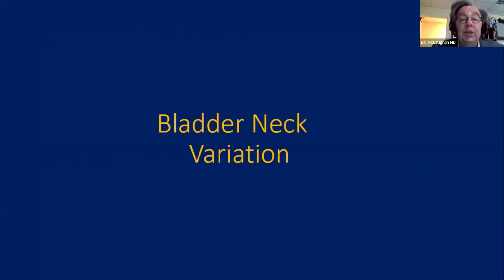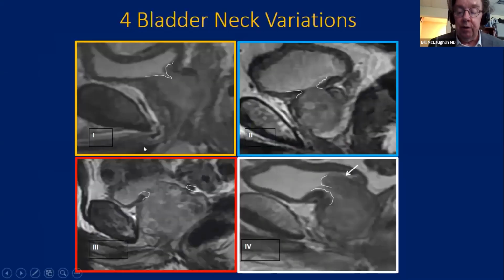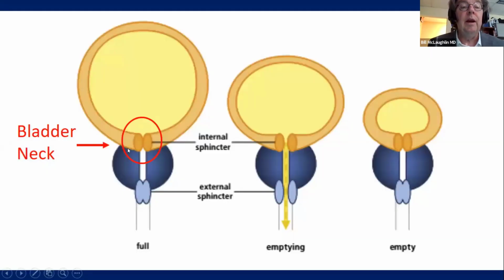The bladder neck variation. Bladder neck refers to this. This yellow is your bladder, blue is your prostate. The urine runs right through the prostate, through this urethra. And bladder neck is this opening, this funnel here, where the bladder opens into the prostate. There's a little valve there. That valve opens. Urine passes through. Outer sphincter has to open as well. So very coordinated, complicated thing, just to urinate.